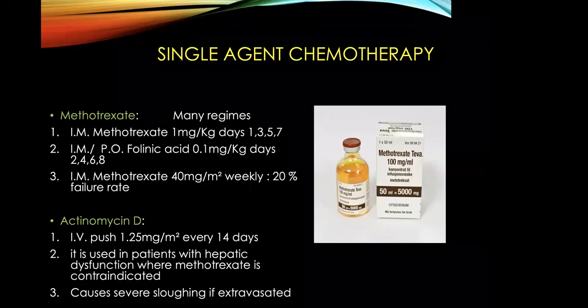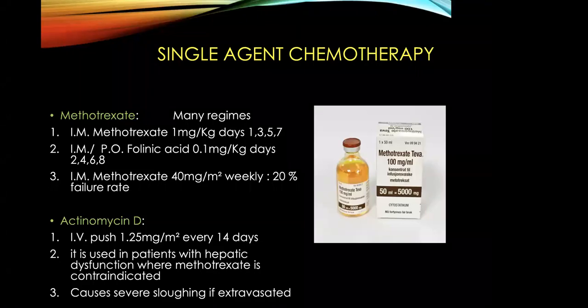You have to give also salvage folinic acid with this. That is 0.1 milligram per kg. And they have to be given on even days. And then 20% of them may fail. So you might have to give one more weekly shot of intramuscular methotrexate. That is 40 milligram per meter square weekly.